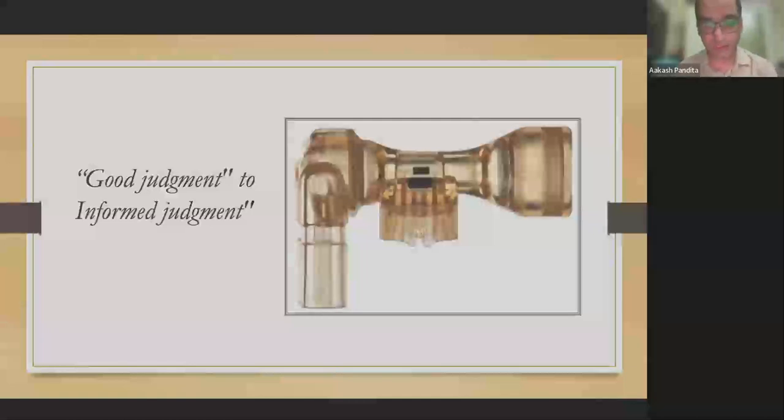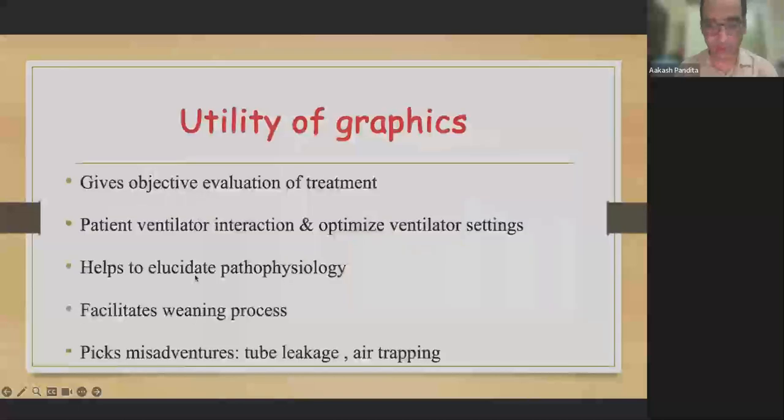And it is because of this flow sensor that it has been possible to have graphic display in modern ventilators, which gives us a real-time picture to know about the disease process, to know about the patient-ventilator interaction, to fine-tune our settings, and finally to know about complications like air leaks and air trapping. So graphics give us complete information about what treatment we are giving, whether it is adequate or not. It also tells us about the pathophysiology of the lung.